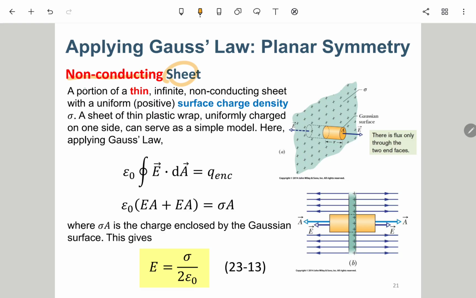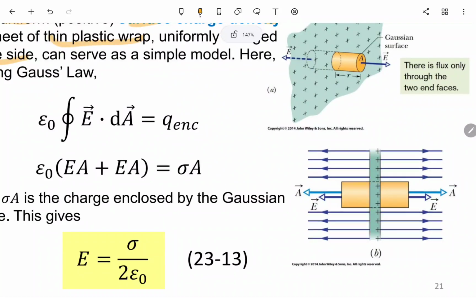Here we have a portion of a thin infinite non-conducting sheet with uniform surface charge density. A sheet of thin plastic wrap uniformly charged on one side can serve as a simple model. Applying Gauss law, we consider that this is very thin. Even though it should have some thickness, we assume that it is really thin, so all the charge goes to one side.